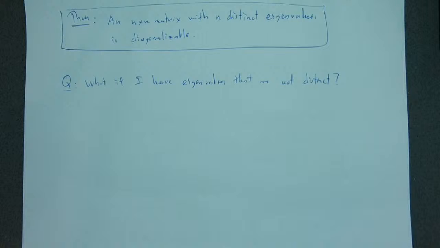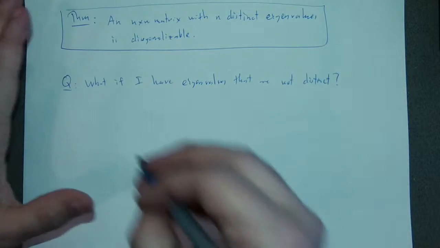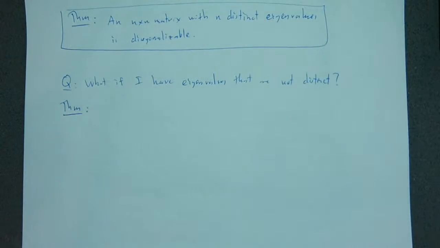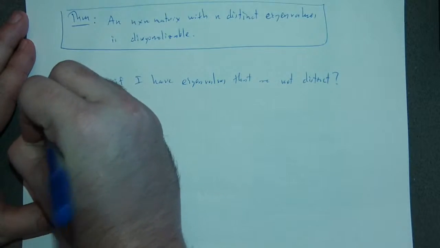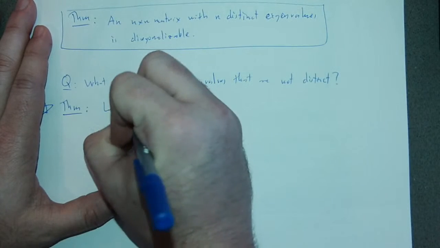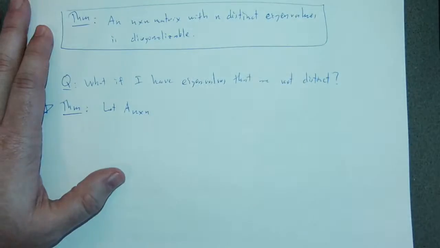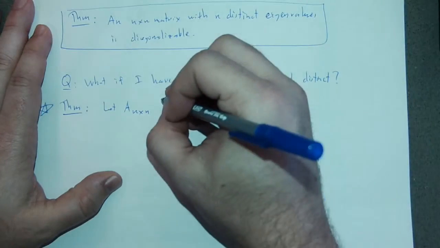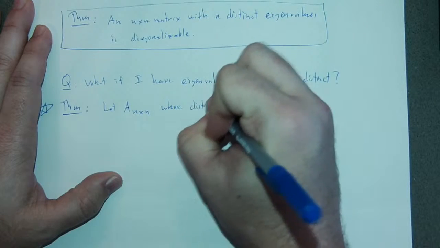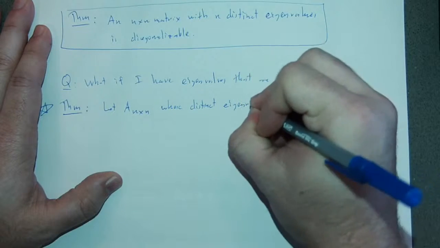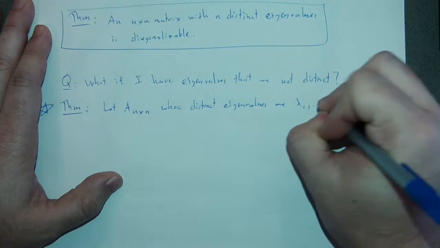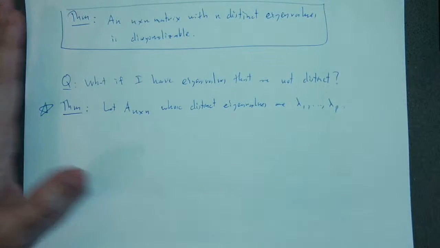So what if I have eigenvalues that are not distinct? I have this big theorem that tells me exactly what goes on, and this is the important thing that explains exactly what's happening. Let A be an n by n matrix whose distinct eigenvalues are, say, lambda 1 to lambda p.